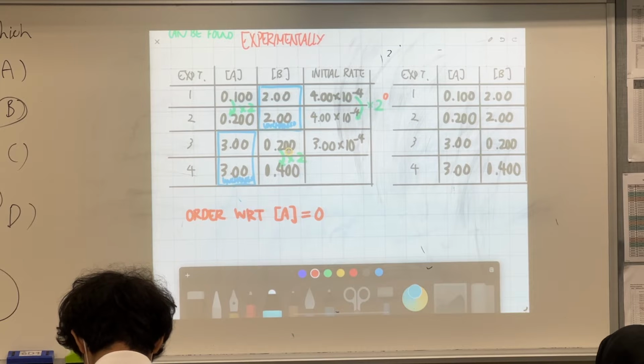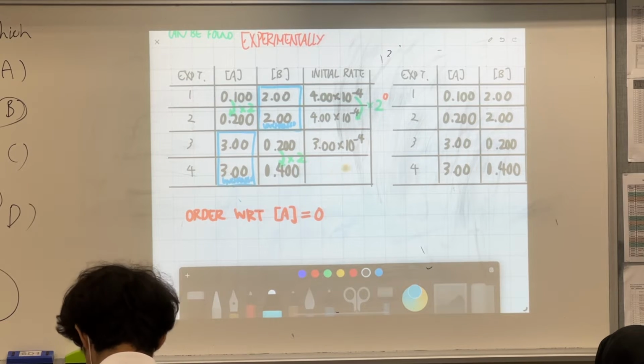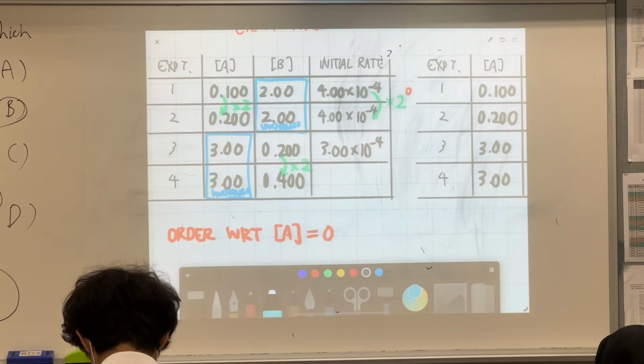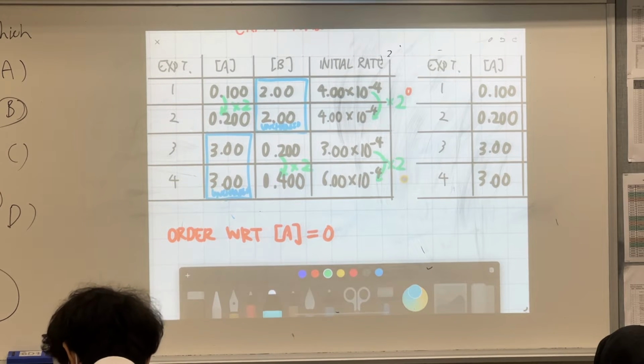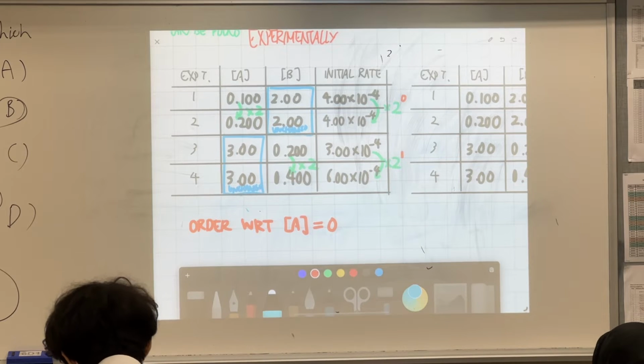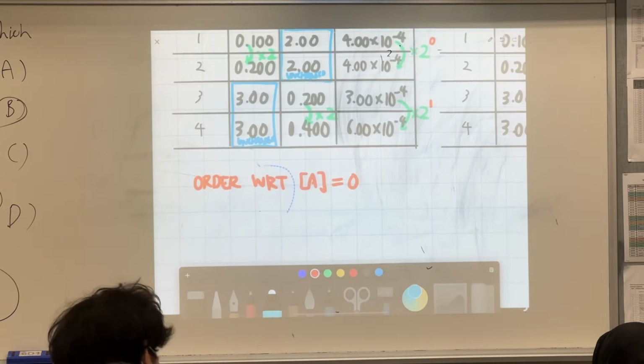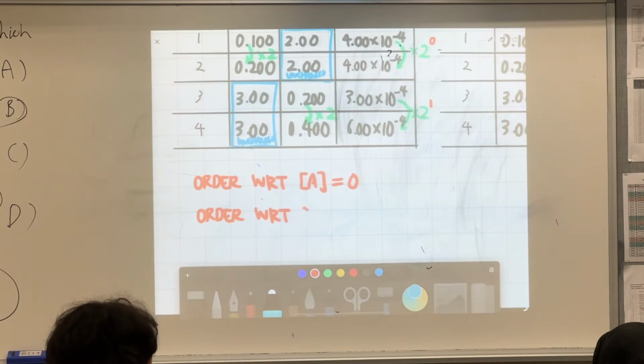Now I want you to think about what conclusion we can draw when we observe the changes in the initial rate. If I see a doubling in rate when I double the concentration, what does it say? What is the order with respect to B then? It will be 1. Because what does the number 2 mean? The number 2 means 2 to the power of 1, right? So therefore, we say the order with respect to B is 1.